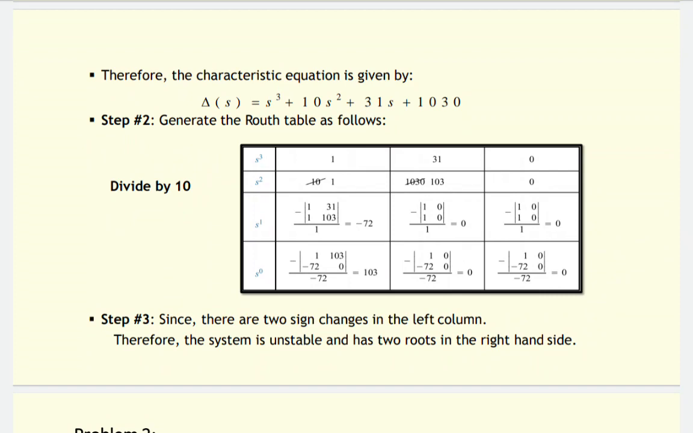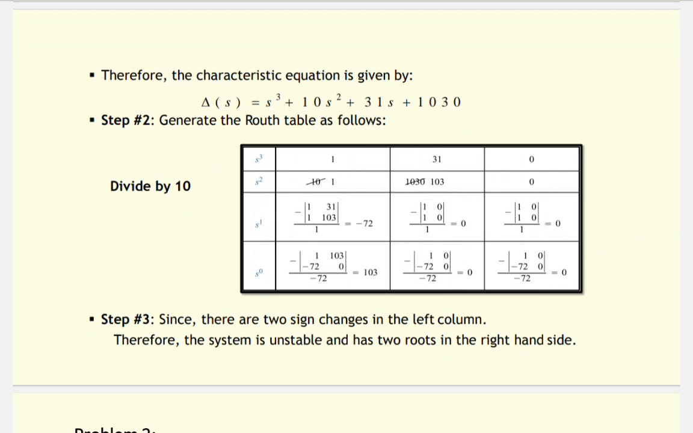And one thing I need to speak about s to the power 0. See here, after taking common 10 on the s to the power 2 row, we are making 10 is 1 and 1030 is 103. If you are not at all taking common 10, then it will remain 1030. So the s to the power 0 row contains the first column element 1030.